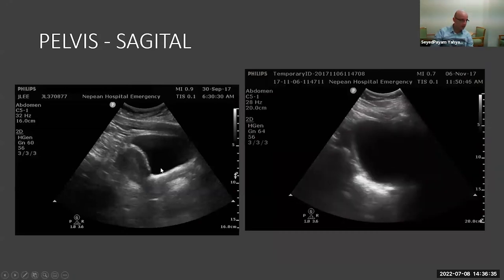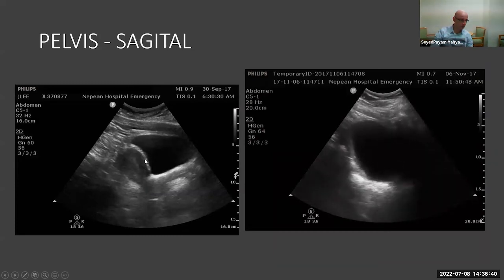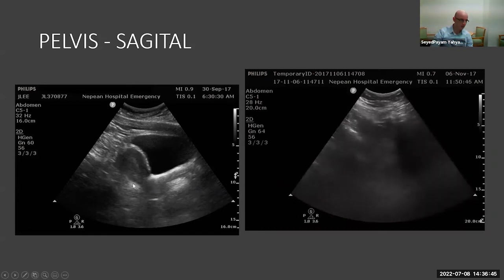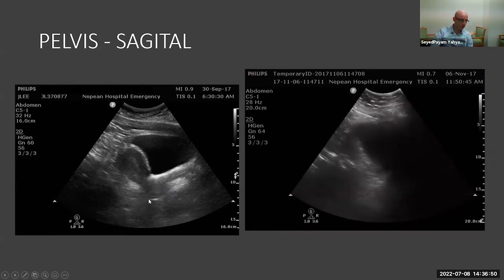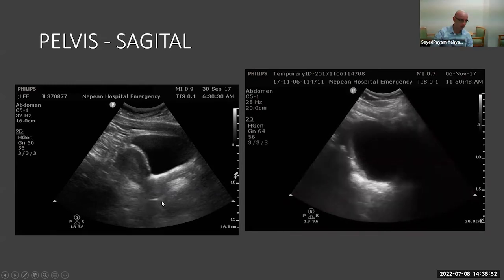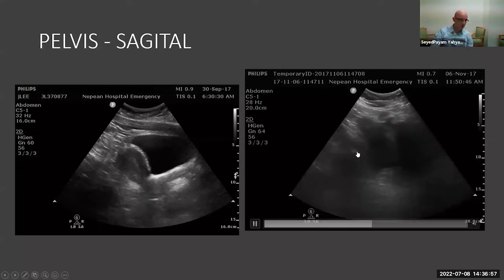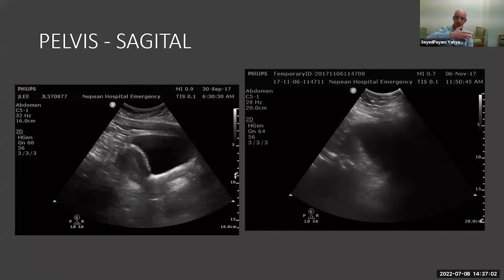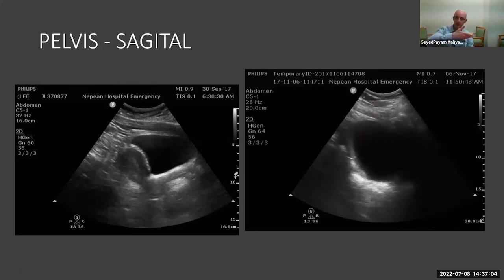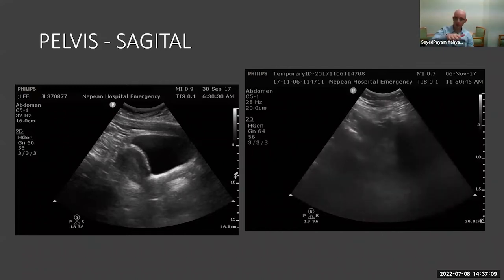So this is the sagittal view. As you can see, this is a female patient: bladder, vagina, cervix, uterus. Technically, if there was any fluid, usually we will see it in the pouch of Douglas between the uterus and the rectum, which would be roughly there. And again, with the sagittal, we go all the way to one side until we can see the pelvic vessels, and sweep all the way down to the other side until again we can see the pelvic vessels.